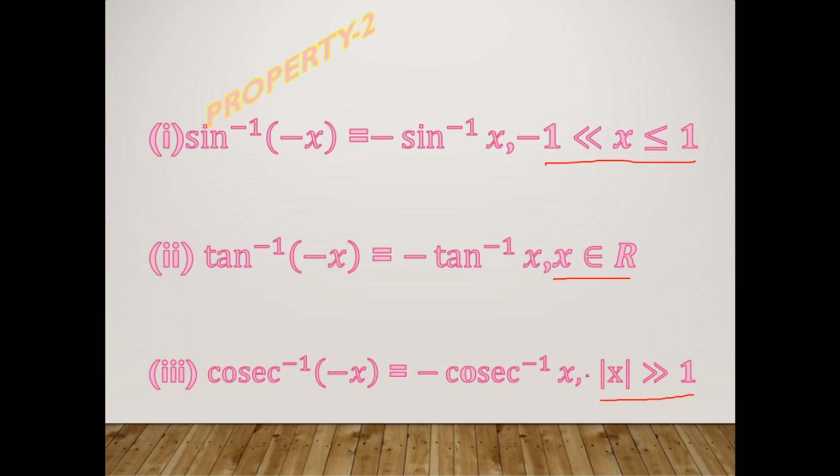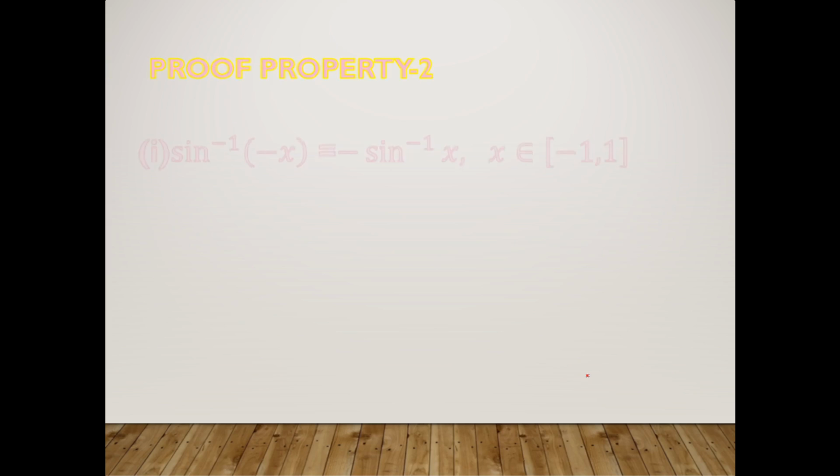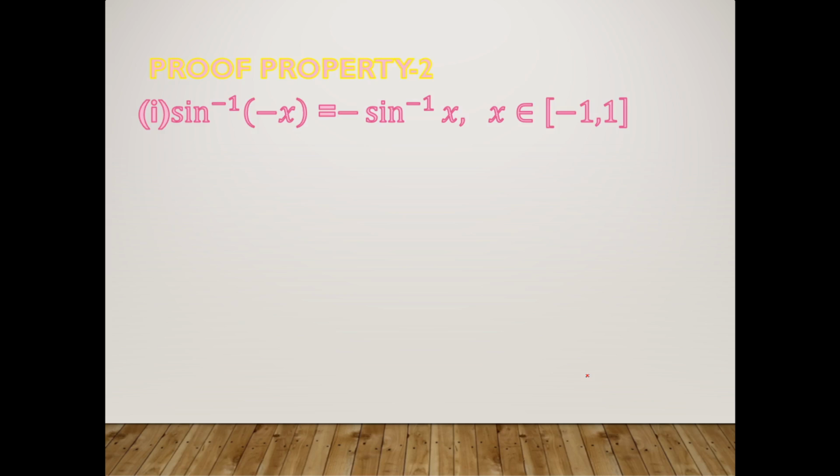Now let us see the proof of the first part. So this is the first part: sine inverse minus x is equal to minus sine inverse x, we have to prove. Okay, so I have already told you all inverse trigonometric functions are angles. So sine inverse minus x is also an angle. So what we have assumed here is sine inverse minus x is equal to theta, right? So therefore, by the definition of inverse, minus x is equal to sine theta.